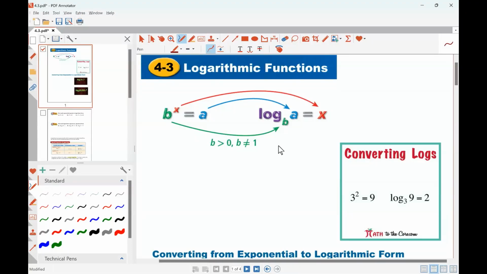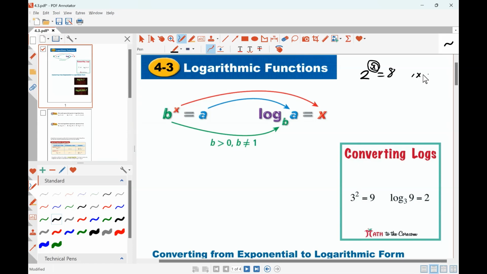Hello everyone, this video is about logarithmic functions and the basics of logarithms. Let's start with exponential functions first. We know that if there is an exponential equation like 2 to the x equals, let's say, 8, you can do the mental math and guess what x is, what the exponent is. What is the number that we raise 2 to get 8?